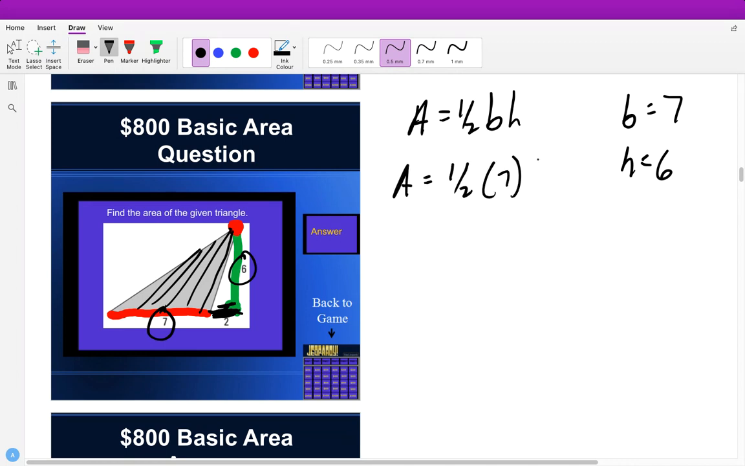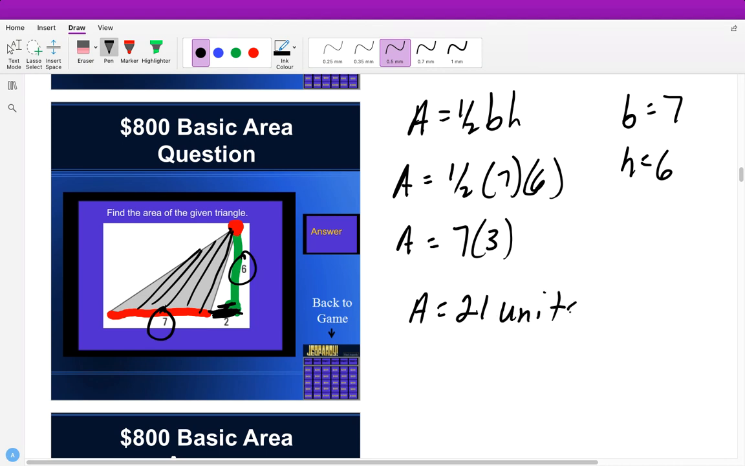All right, then we just plug in after we find our base and our height. So it'll be 7 times 6. Well, 1/2 of 6 is 3, so it becomes 7 times 3, and that is equal to 21. We don't have any units, so we will write units squared.